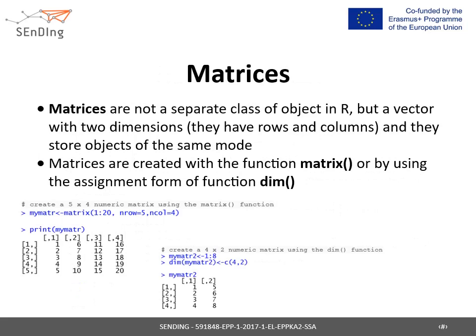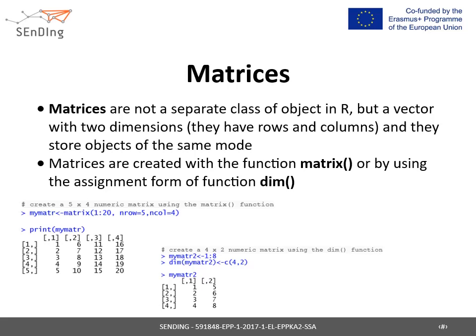Matrices, or more generally arrays, are multidimensional generalizations of vectors. In fact, they are vectors that can be indexed by 2 or more indices and will be printed in special ways. Let's start with the matrix type. Matrices are not a separate class of object in R, but vectors with 2 dimensions. They have rows and columns and they store objects of the same mode. Matrices are created with the function matrix or by using the assignment form of the function dim. When we use the dim function, we start by defining a vector and then transform it into a matrix with a specific number of rows and columns.